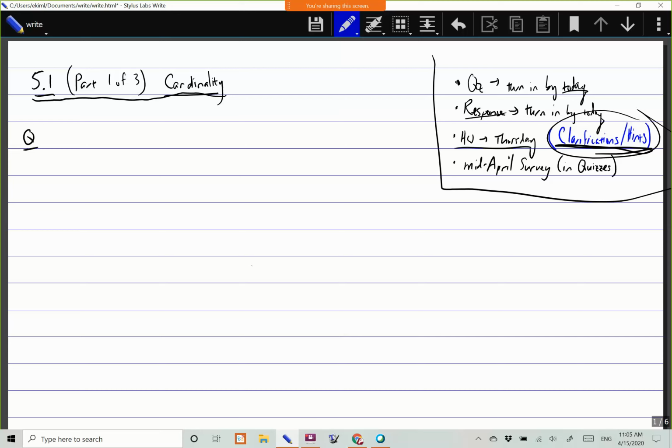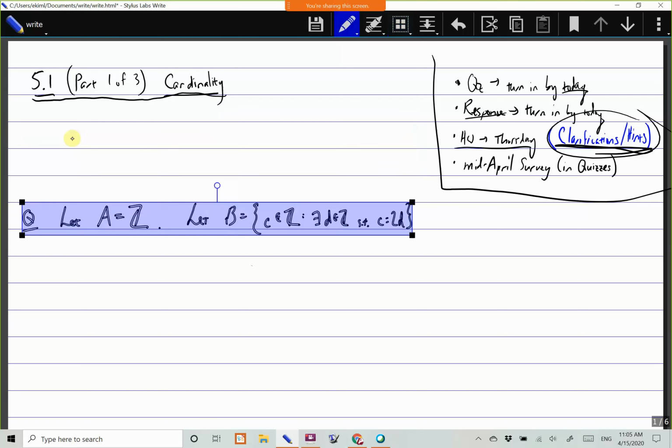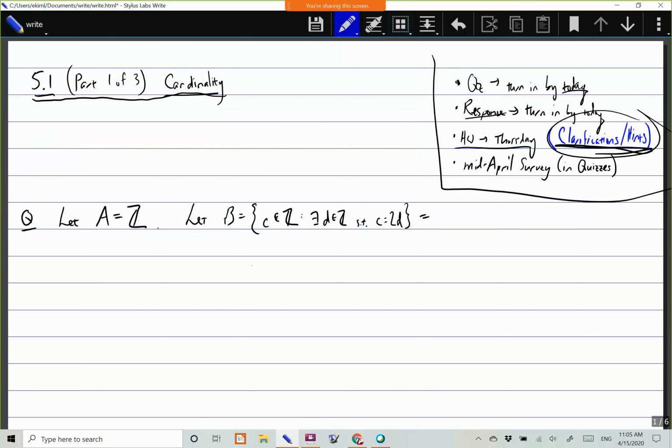What I want to ask, just to warm up our ideas right now, is this question. I'd like to look at A as the set of all integers, and then I'd like to define B to be the following set: C in the set of integers satisfying the property that there exists D in integers such that C is equal to 2D. Now I'm running out of room for where I want to put this, and I don't want to erase the announcements in case people join late.